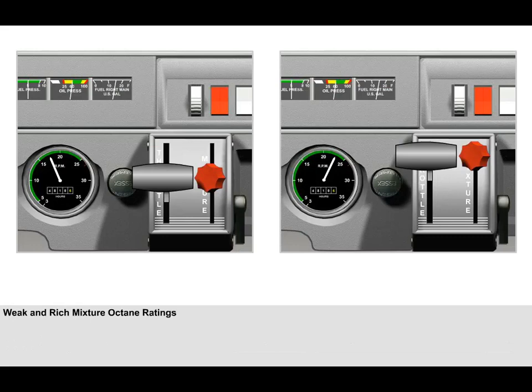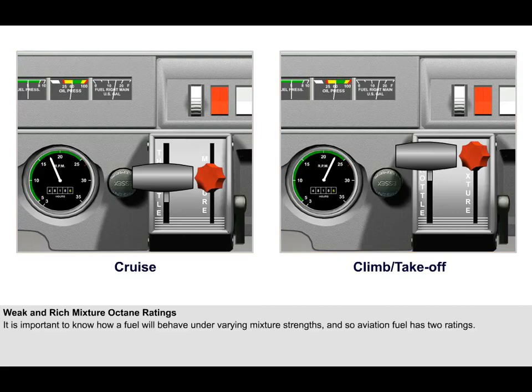Originally, tests were based on an air-fuel ratio which gave maximum detonation, but this condition is not truly representative of the working range of the engine. Maximum detonation occurs with the weak mixtures used for economy during cruise, but for takeoff and climbing, rich mixtures are used. It's important to know how the fuel will behave under these varying mixture strengths, and so aviation fuel has two ratings. The weak mixture rating is used in the fuel's name.